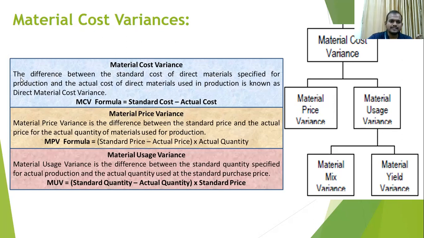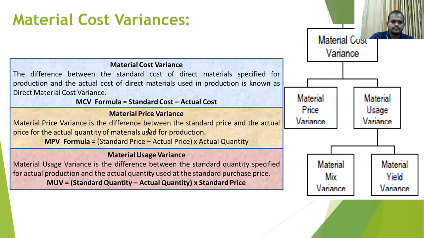Material cost variance: the difference between the standard cost of direct materials specified for the production and the actual cost of direct materials used in the production is known as the direct material cost variance. So what is specified and what we used?